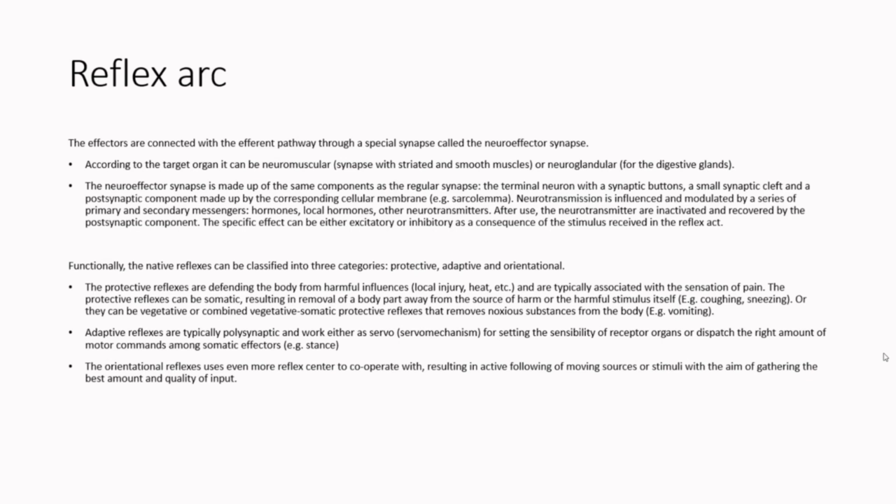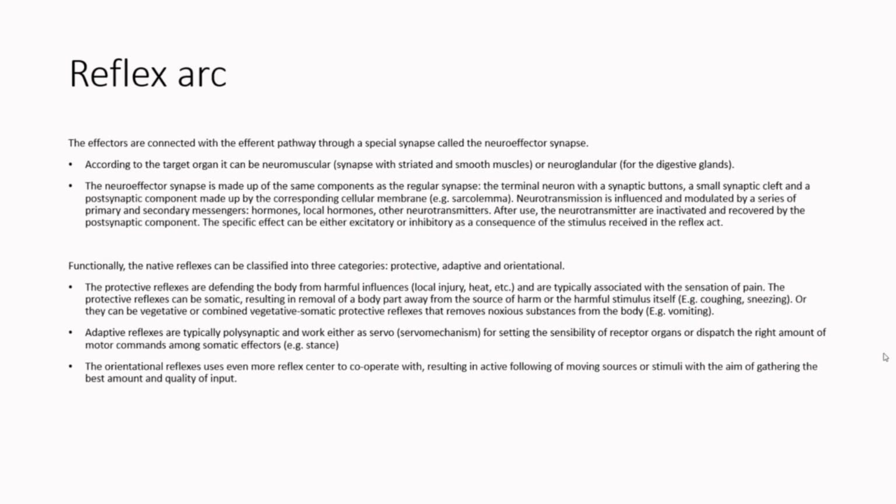So now we have talked about the receptors, the afferent pathway, the reflex centers, and the efferent pathway. Last but not least, we have the effectors, which are connected with the efferent pathway through a special synapse we call the neuroeffector synapse. And it can either be neuromuscular or neuroglandular. This neuroeffector synapse is very similar to a regular synapse. So we have synaptic buttons, a synaptic cleft and a postsynaptic component, and it works similarly to other synapses.